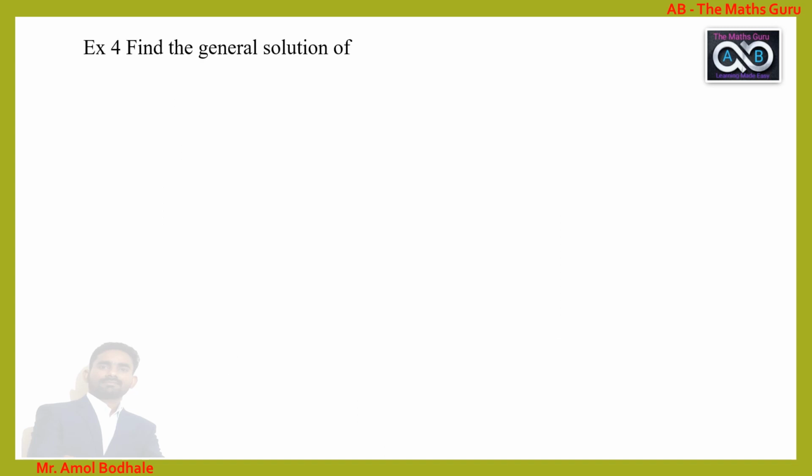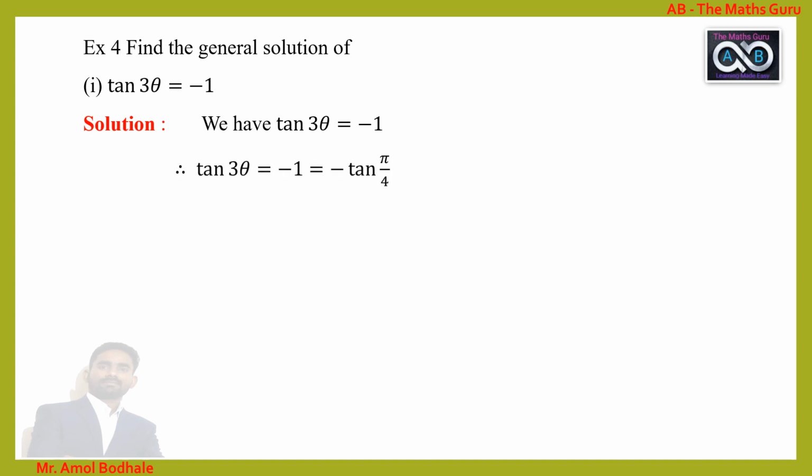Let's see the next example. Find the general solution of tan 3 theta equal to -1. So here we are given tan of 3 theta equal to -1. We know that for some particular angle tan will be 1. So tan of 45 is 1. So we can write tan theta equal to -1. We keep the negative symbol as it is and 1 can be replaced by tan of pi by 4. So here LHS is positive but RHS is negative, so we must convert this negative tan function in terms of positive.